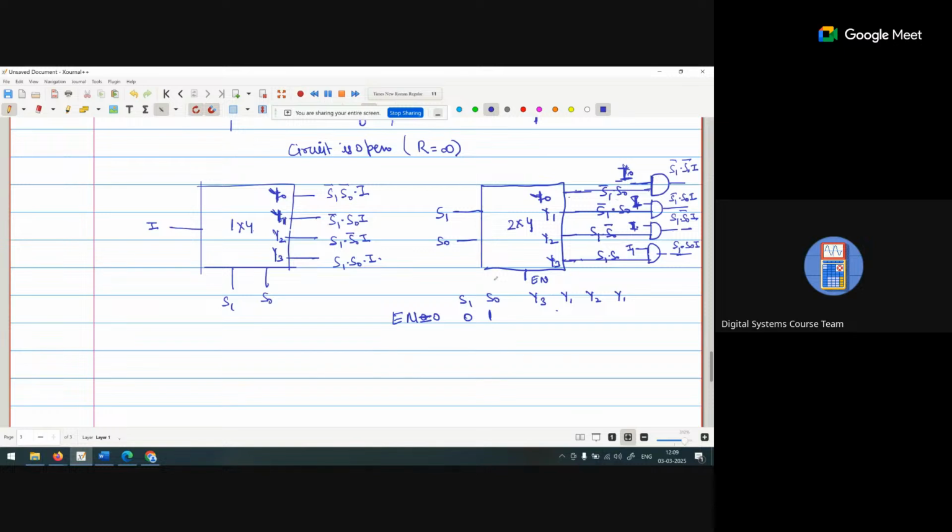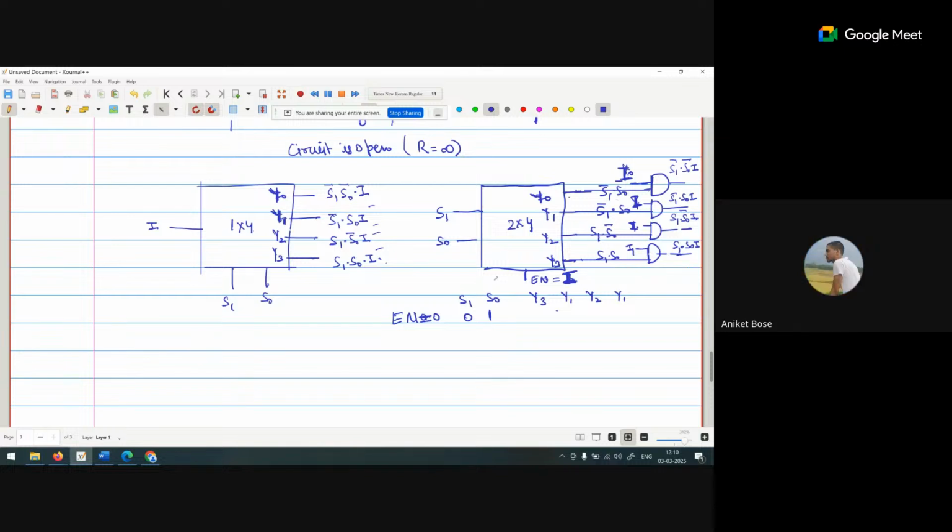Now there are lots of ways. For example, I is only a single input. Everywhere you can see that I is connected. So what should I do? I just connect I as the enable pin. No issue with that, because the enable pin is automatically ANDed.